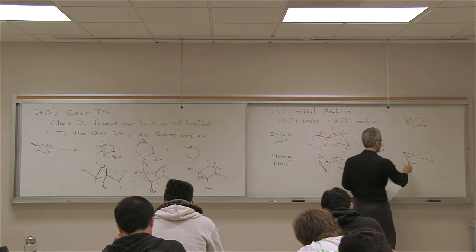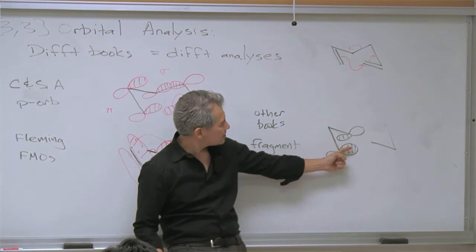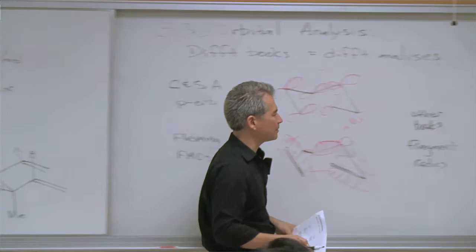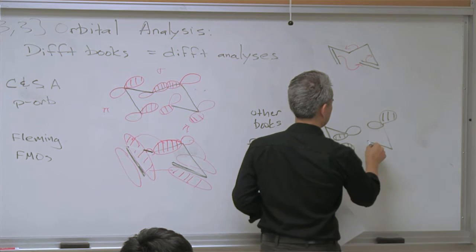Is it the same or opposite? Well, it's opposite. So on one carbon atom, it's hashed part up. On the other carbon atom, it's hashed part down. If we draw the other allyl fragment in the orbital phasing, it's got to be the same, where a hashed part is up on one side and down on the other side.